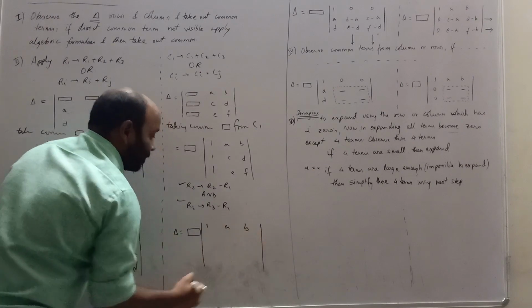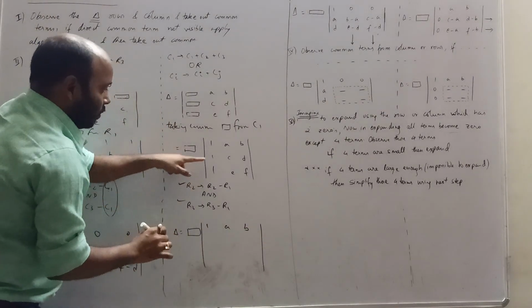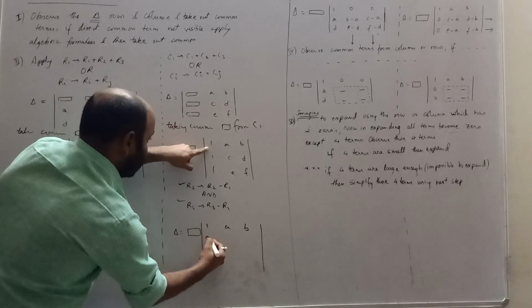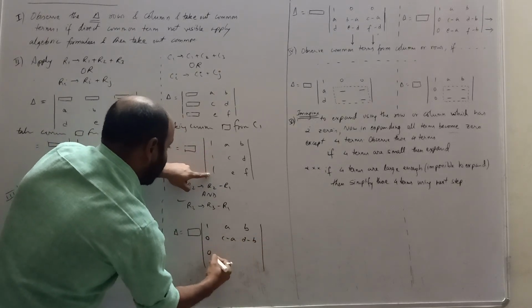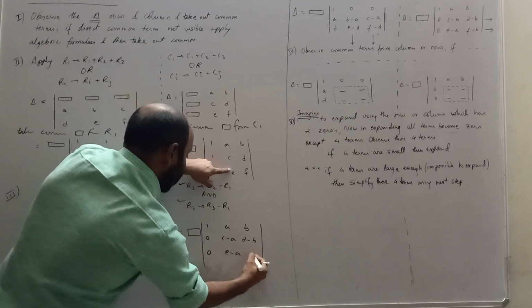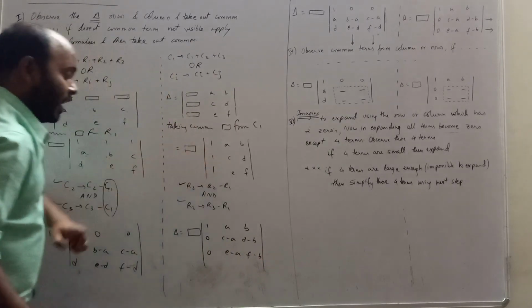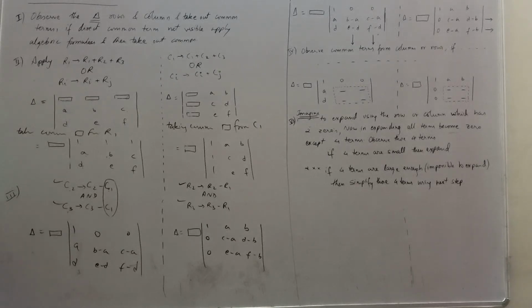1, A, B. Now change R2. R2 minus R1: 1 minus 1 is 0. C minus A, D minus B. Then 1 minus 1 is 0. E minus A, F minus B. Okay, now see, we got 1 0 0, we got 1 0 0. My 80% sum is done.